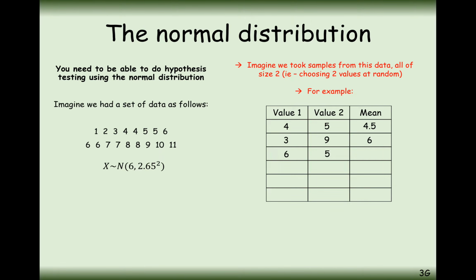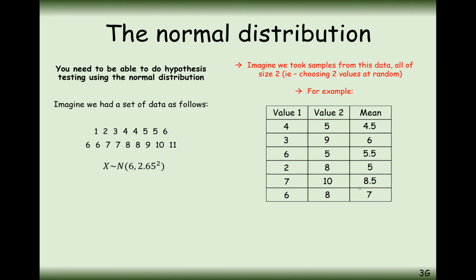The next two picks would be 6 and 5, the mean there would be 5.5. The next two picks would be 2 and 8, so the mean there would be 5. The next two picks are 7 and 10, so we've got 8.5 as the mean there. And the next two picks are 6 and 8, so the mean would be 7 there.